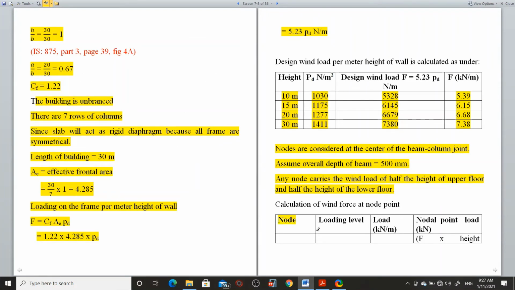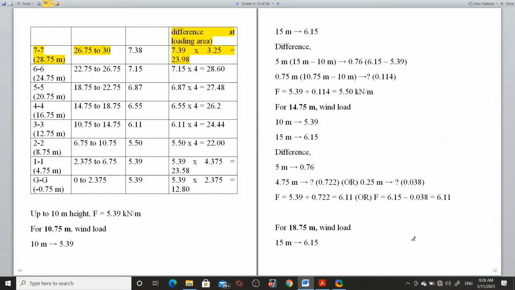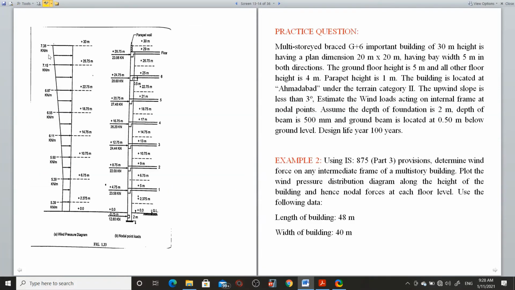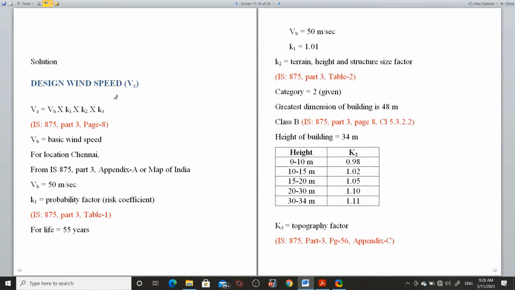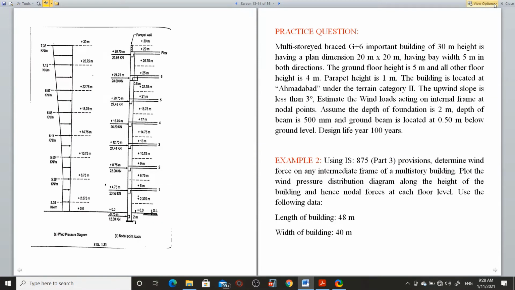There is a node, loading level, nodal point load, and it is force into height. So 7 by 7, you can see we have the figure here. May I zoom it? No, it's not possible. Give me a second, students. So one page.